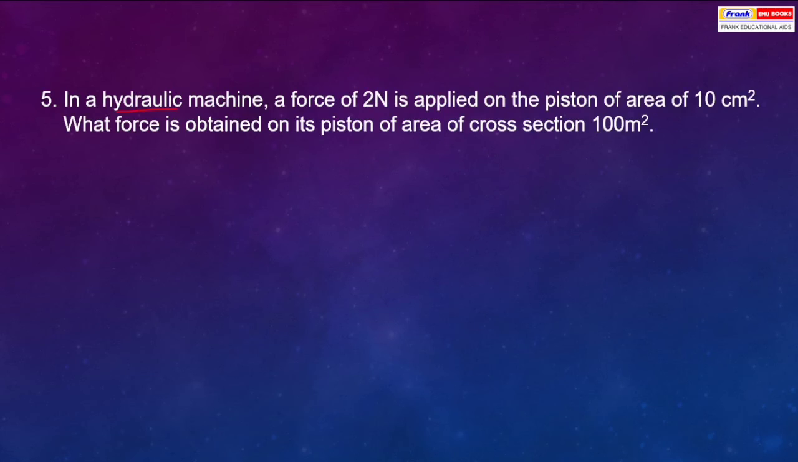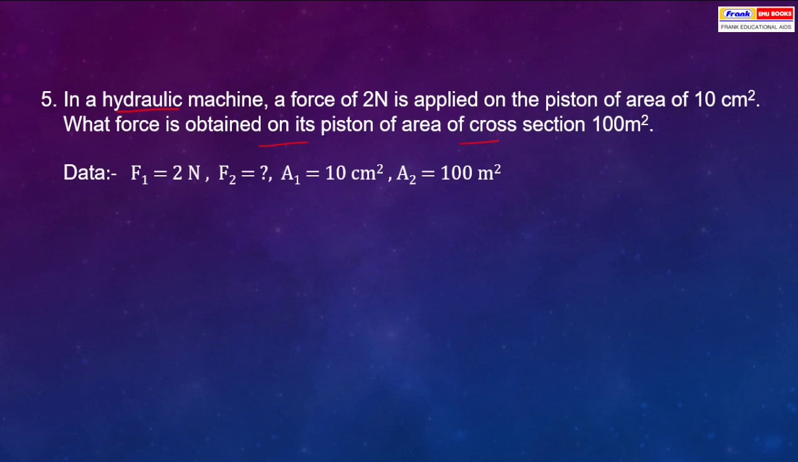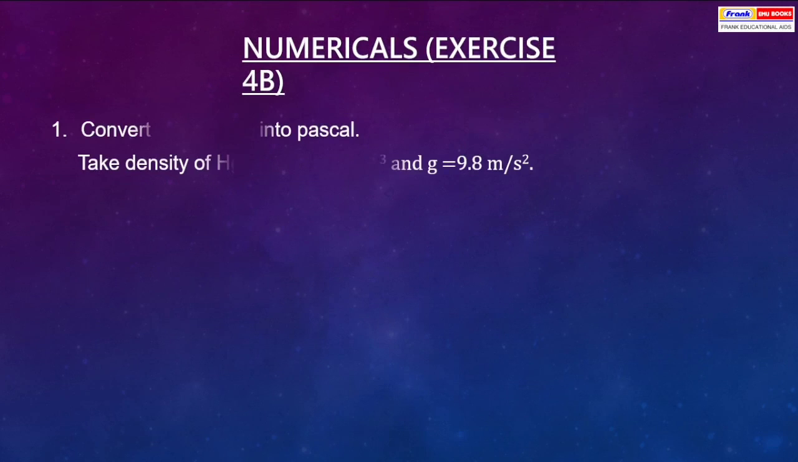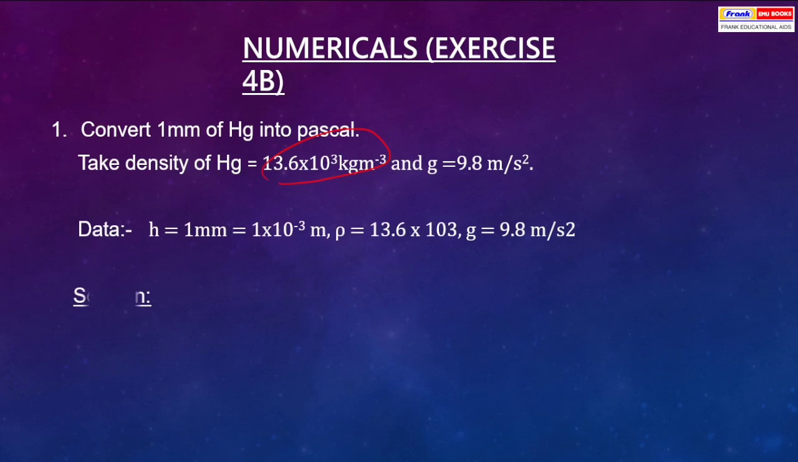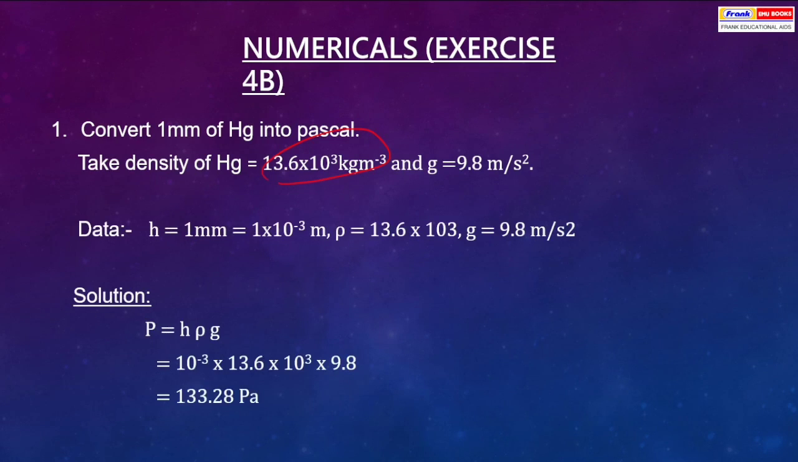Next is, in a hydraulic machine, a force of 2 Newton is applied on the piston of area of 10 centimeter square. What force is obtained on its piston of area of cross section 100 meter square? We have data given, and you should solve it by yourself. Next question. Convert 1 mm of Hg into Pascal. You have to take density of Hg and acceleration due to gravity at 9.8 meter per second square. This is so simple. You have to just put the formula of hρg equals to P and get the answer.